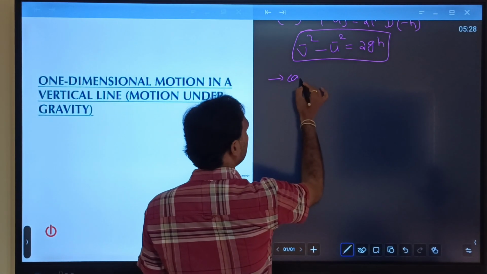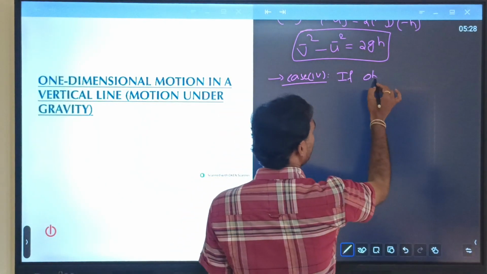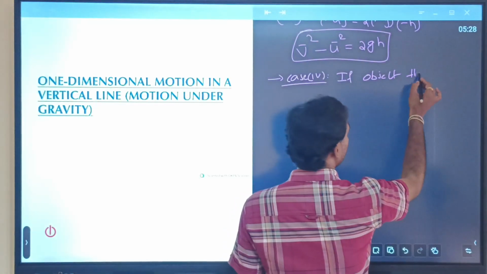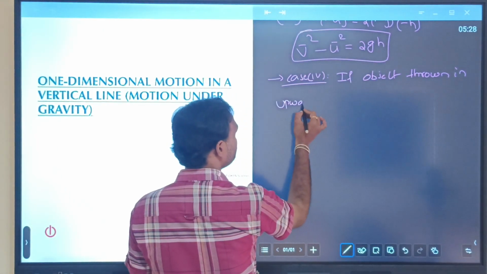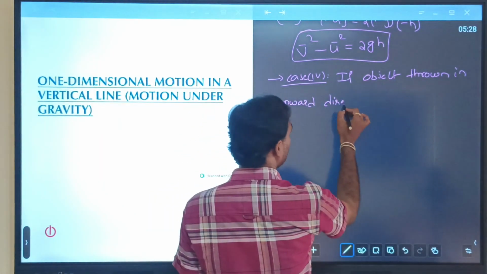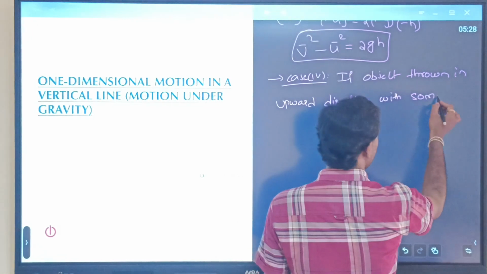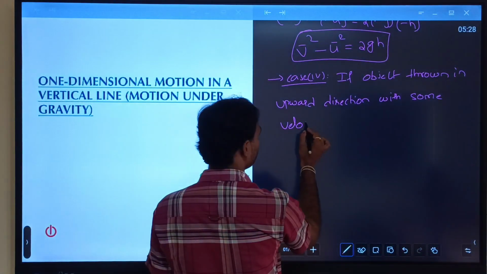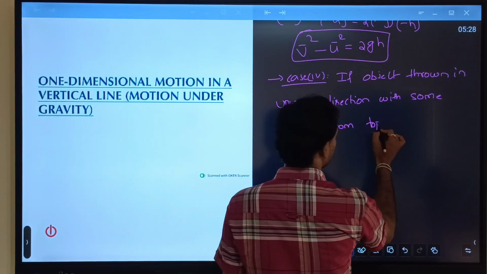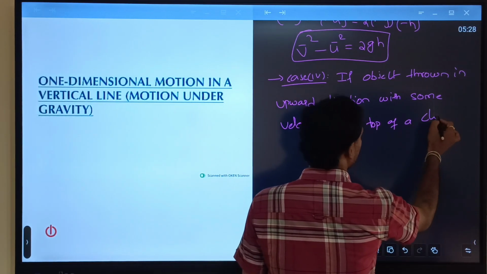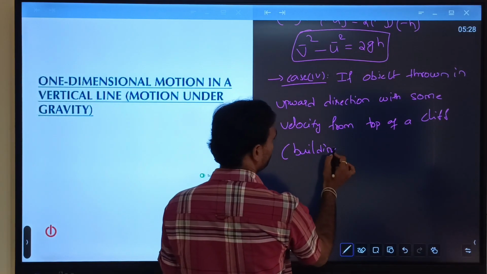Now the fourth case, case 4: if an object is thrown in the upward direction with some velocity from the top of a cliff or building, whatever that might be. Building, let us assume cliff or building.